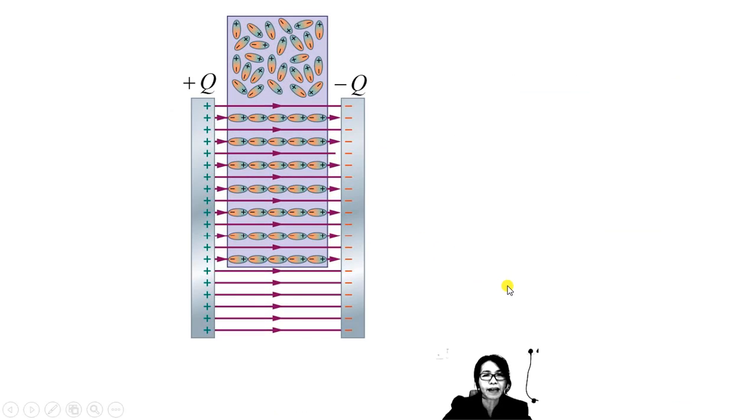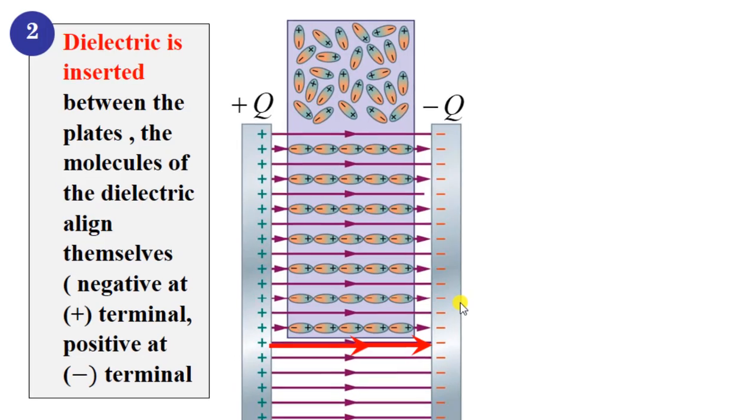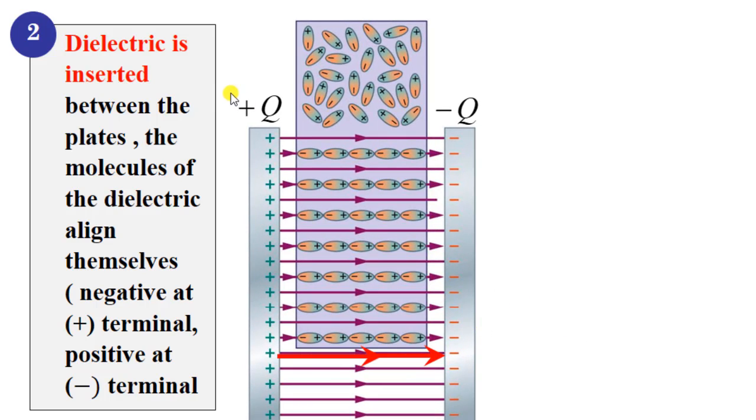After that, we insert a dielectric into the space between the two plates. What is going to happen? As we insert the dielectric between the plates, we will find out that the molecules of the dielectric will start to align themselves, whereby their positive end will point towards the negative plate, and their negative end will point towards the positively charged plate. So this will create a reverse electric field.